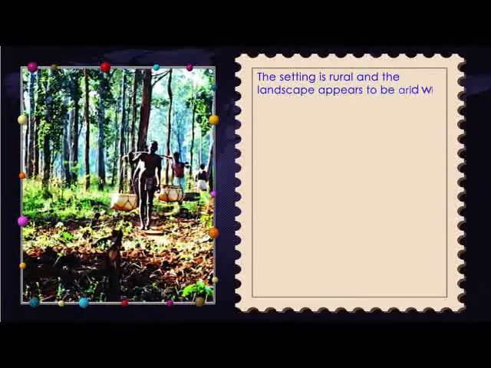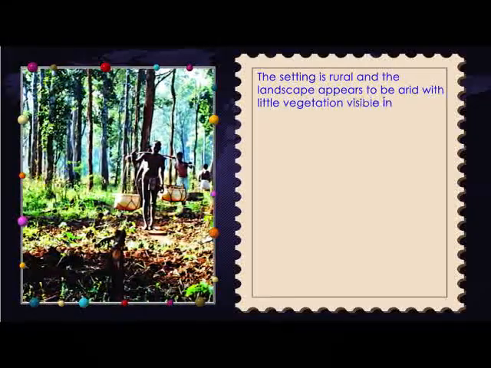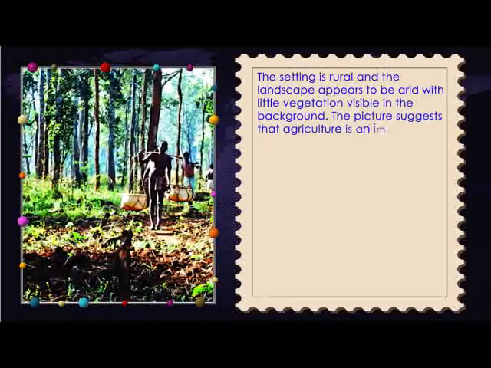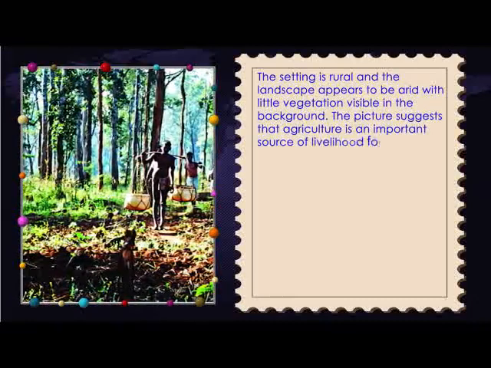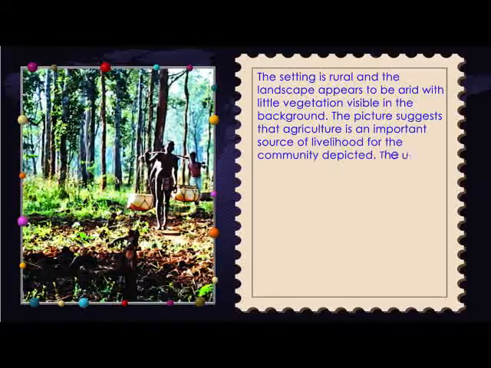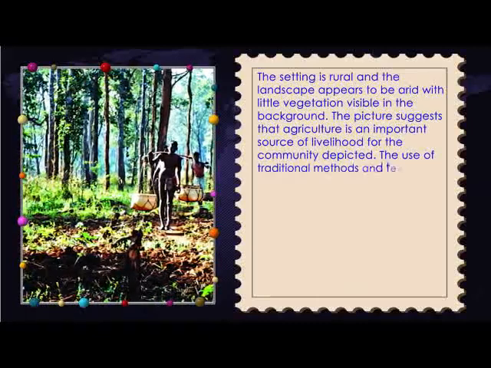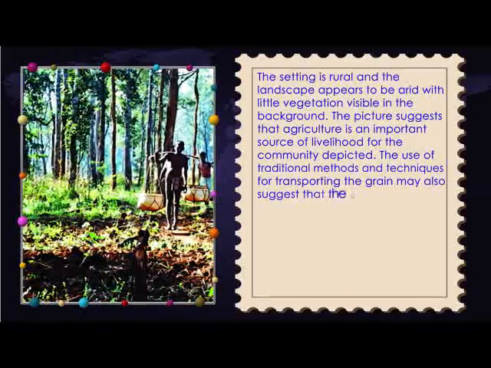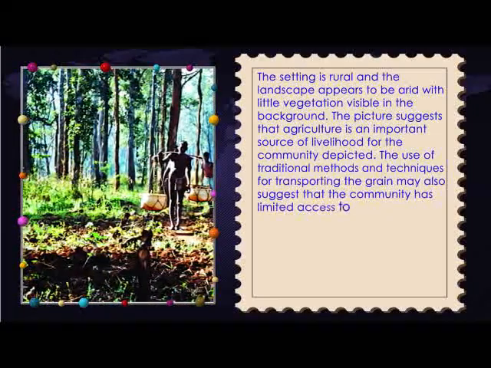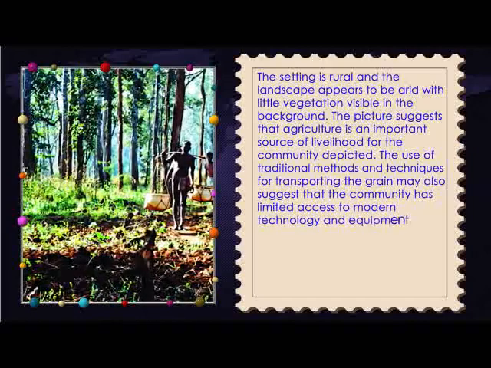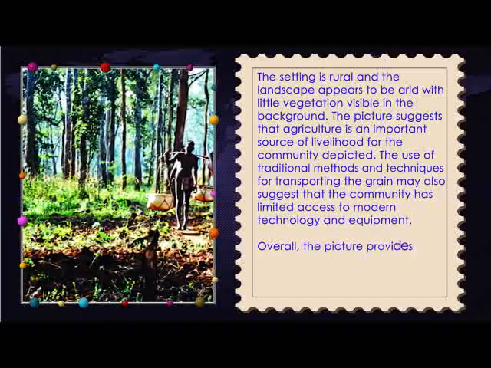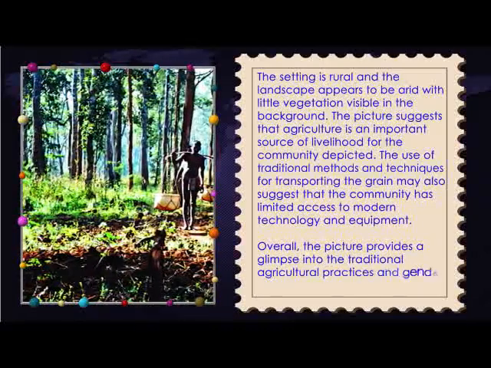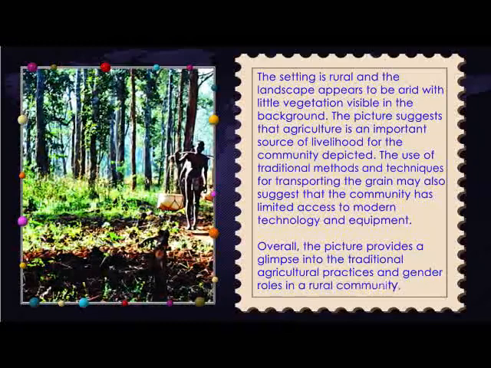The setting is rural and the landscape appears to be arid, with little vegetation visible in the background. The picture suggests that agriculture is an important source of livelihood for the community depicted. The use of traditional methods and techniques for transporting the grain may also suggest that the community has limited access to modern technology and equipment. Overall, the picture provides a glimpse into the traditional agricultural practice and gender roles in a rural community.